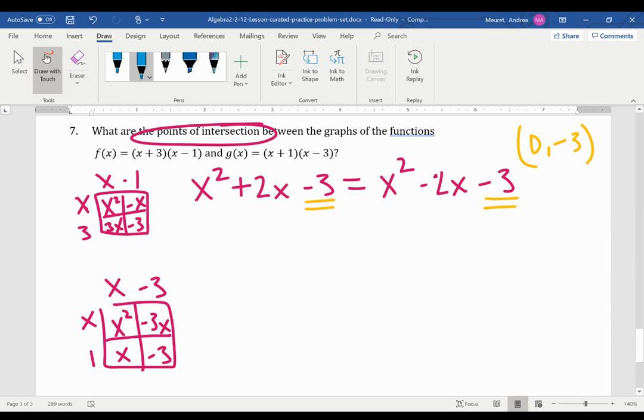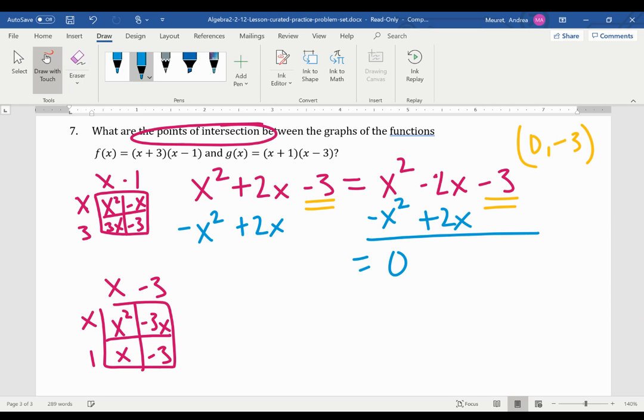And so when you're solving a quadratic, whether you're going to factor or use the quadratic formula, you need one side of the equation to equal 0. So to get the right side of the equation to equal 0, we are going to subtract the x squared and also subtract it over here. We're going to add the 2x and also add it over here. And we are going to add the 3 and add it over here. So you can see those are all equal to 0.